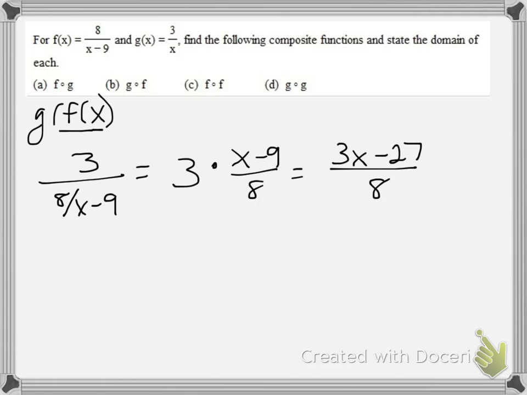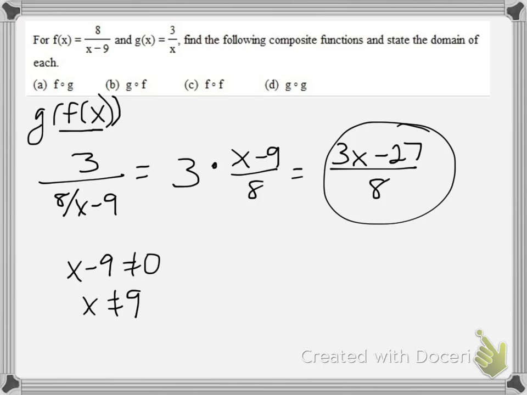So the domain of f of x, our inside function, f of x is 8 over x minus 9. So x minus 9 cannot be 0. So x cannot be 9. And then our domain of g of f of x right here, the denominator here is 8, so all real numbers work for that one. So we have, for our domain of g of f of x, a set of all x's such that x does not equal 9. And that came from the domain of f of x, our inside function.